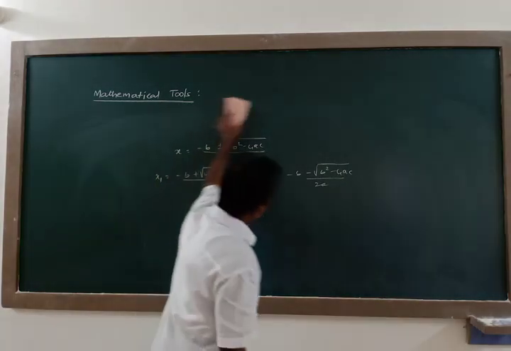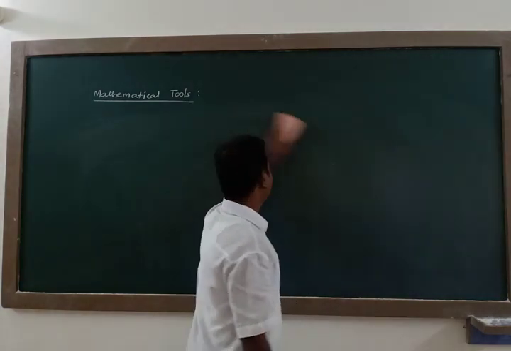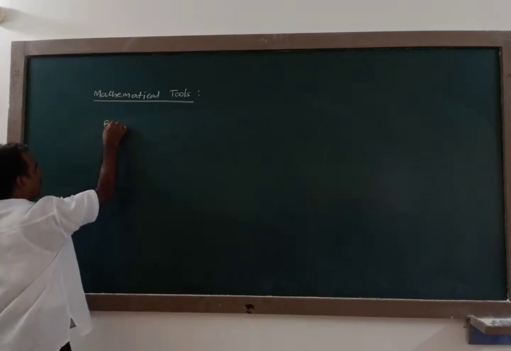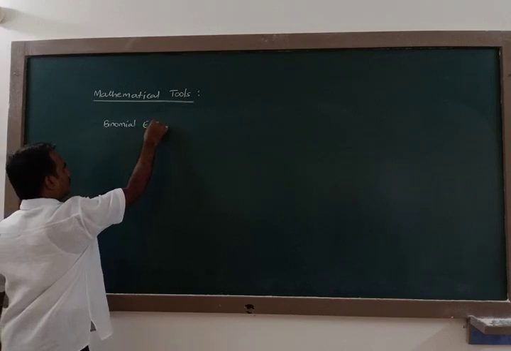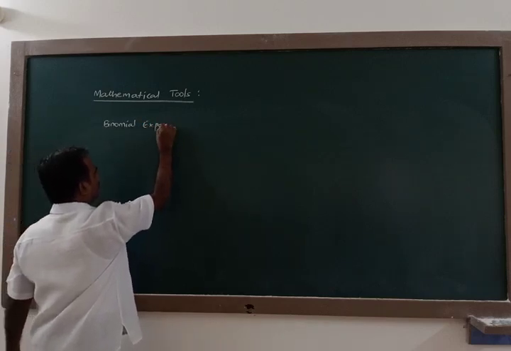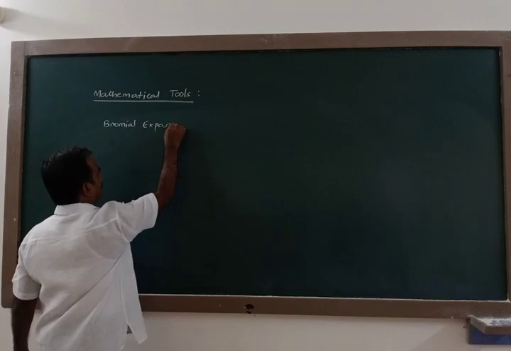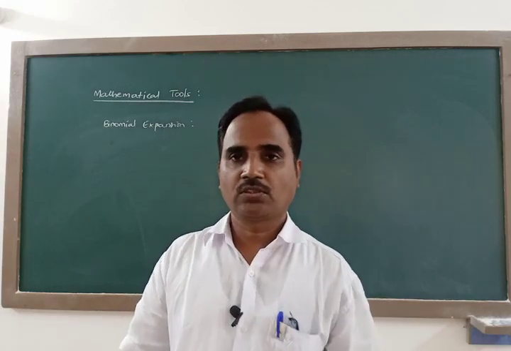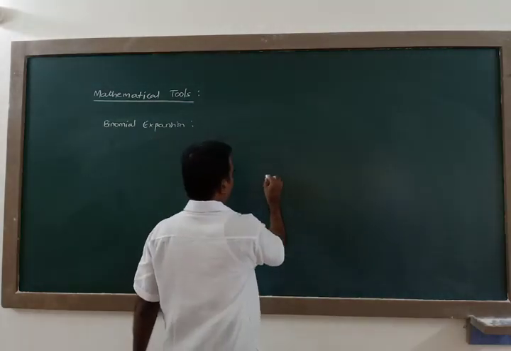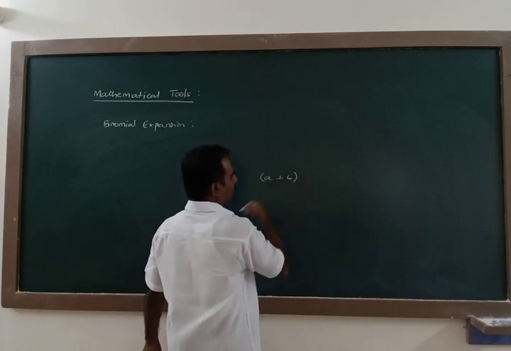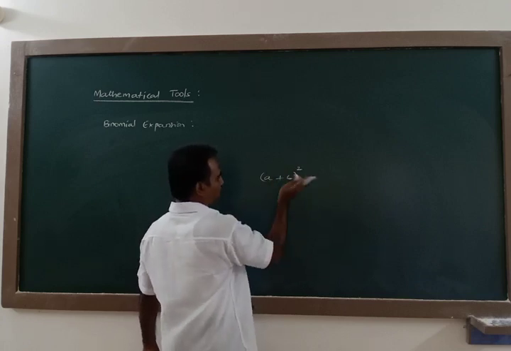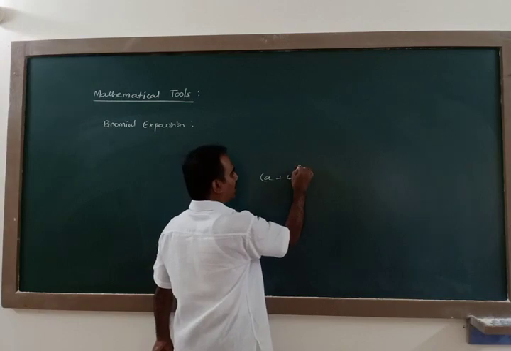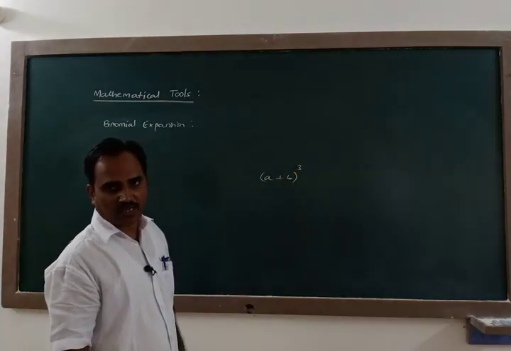And also binomial expansion. Binomial means two terms. Here you have two terms like a plus b. So if I ask you what is a plus b whole square, you can give the answer immediately. Even if I ask you what is a plus b whole cube, you can get the answer immediately.